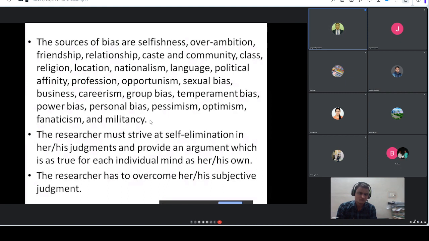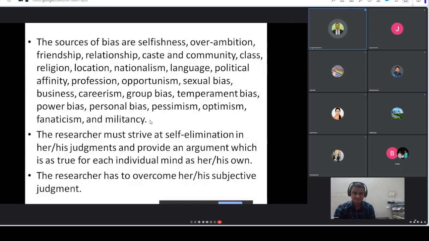And remember, what are the sources of subjectivity? Why are people biased? It is because of our selfishness. Why are we biased in our research? Because we are over ambitious. Maybe because of our friendship, maybe because of our relationship with that particular community or particular caste, or maybe a particular custom, or maybe because of the particular religion I belong to, or maybe the geographical location I belong to.